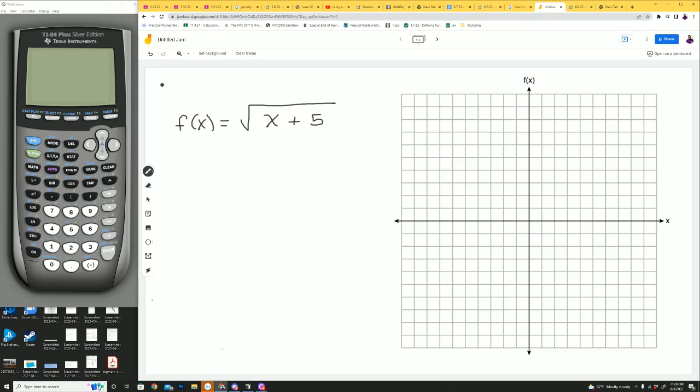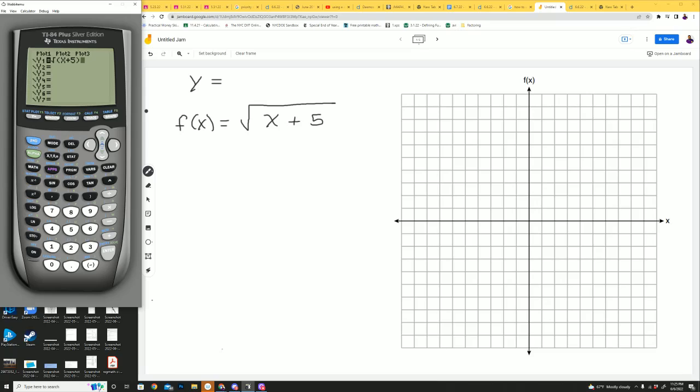Since it's an equation, I want to graph it, so I'm going to go to y equals. Here we're going to see a bunch of numbers where we have y1 equals, y2 equals. Remember, f of x is another way of saying y equals. So we're going to put this function right in here. I'm going to put the square root: I find the blue button with square root, so I hit second square root. Notice how x plus 5 is all under the square root, so I'm going to do x plus 5, then close parentheses.